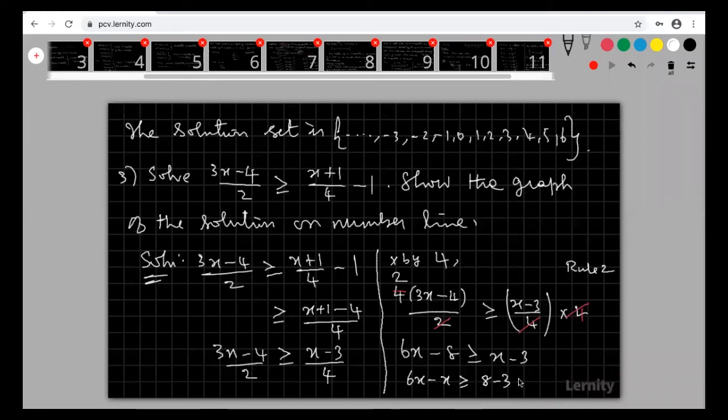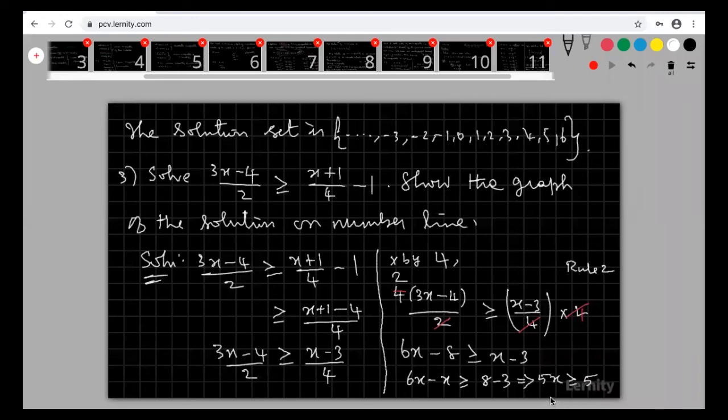Plus 8 minus 3. So therefore this will become 6x minus x is 5x, and this is greater than or equal to 8 minus 3, that is also 5. You can bring this 5 to the right hand side, 5 by 5 it is 1. Otherwise you can multiply by 1 by 5 on both the sides. Apply rule 2.